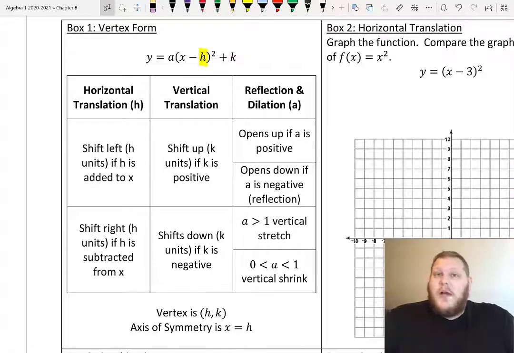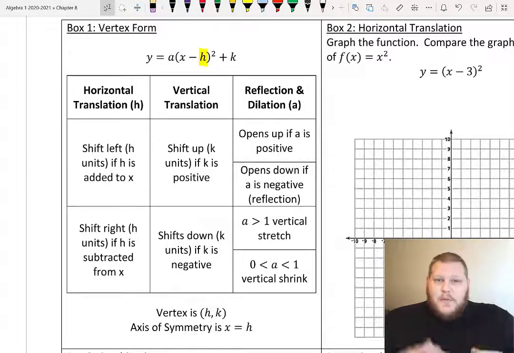You're not going to have to describe transformations on the test. You'll just be asked to graph the quadratic given the equation. Here today we'll practice just describing it, but for me personally, it's always easier to just plot my vertex based on the fact that H is my x value for the vertex, K is the y value for my vertex, and then graph the rest of it from there.